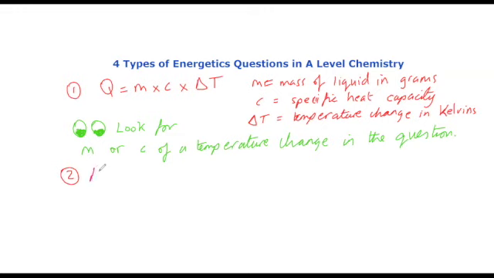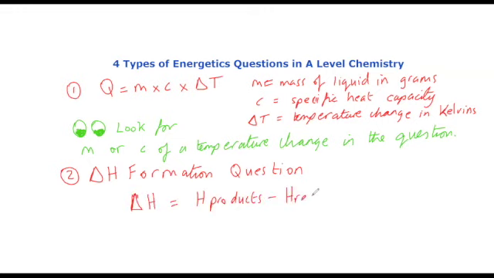Let's move on to method number 2. So this, I've made up the name for this. I call them the delta H formation questions. So delta H, to work this out, is H of the products, the enthalpy of the products, minus the enthalpy of the reactants. That's how you do this question.